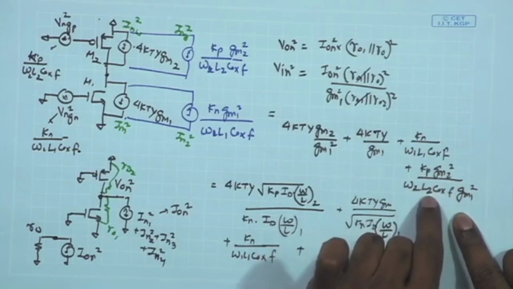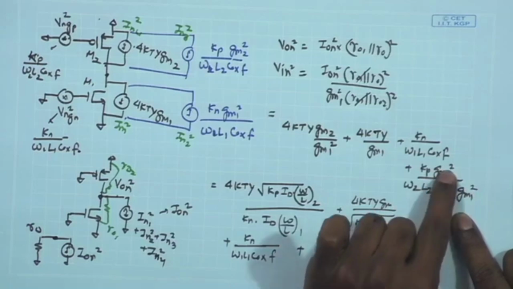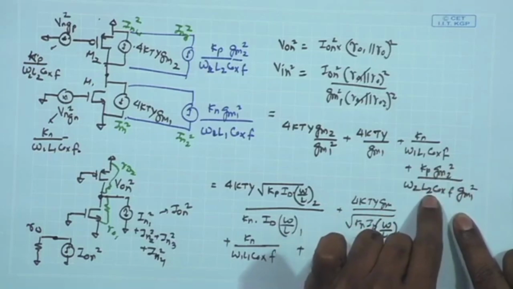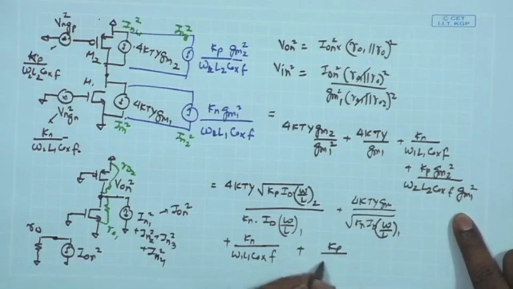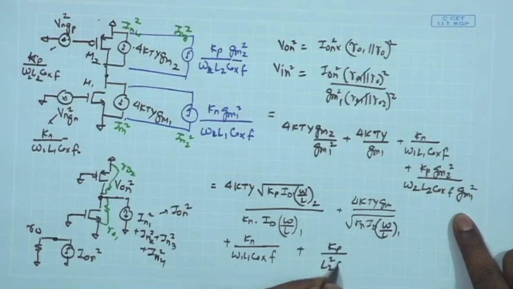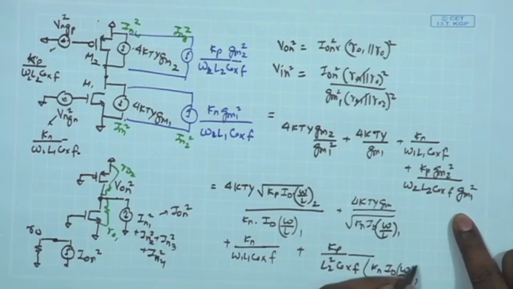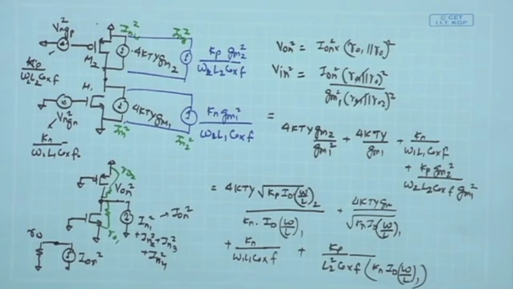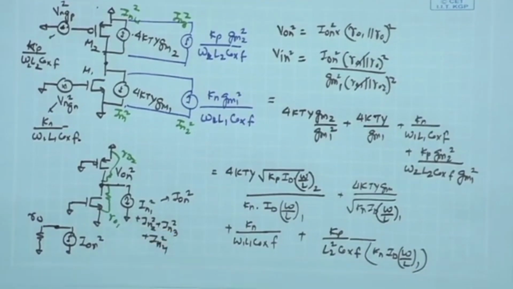So, you are left with only L2 over here and another L2 coming from GM2. So, it becomes L2 square. So, you have Kp upon L2 square coming over here, COX and F, and then you have the GM1 term coming again as Kn ID W by L1. So, these are the 4 terms that we are getting ultimately.